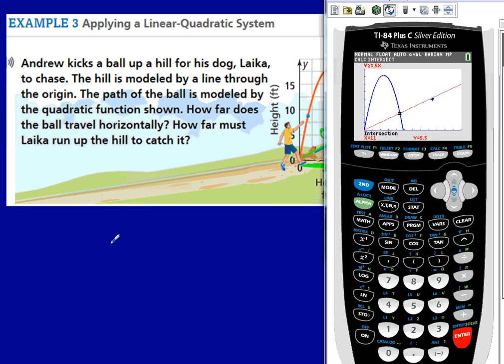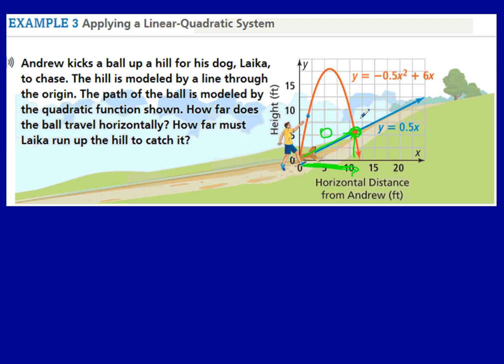So how far must Leica run up the hill? Well, we know this point is now at 11, 5.5. So let me write that in. This point is at 11, 5.5, so that is this distance and this distance. I will talk in class about how you find how far she had to run up the hill. But what I wanted you to see is your calculator will find the intersection point for you as well by doing that second trace option.